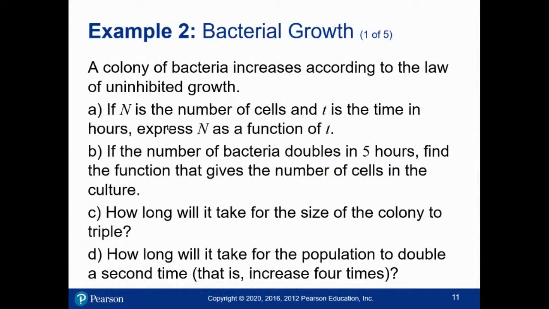A colony of bacteria grows according to uninhibited growth. N is the number of cells, t is the time in hours, mind you. Express N as a function of t. There are going to be several variables in here. But now suppose it doubles in 5 hours. Now find a nice explicit function. How long will it take to triple? And how long will it take to double again? Okay, so take a moment, try to work your way through this.